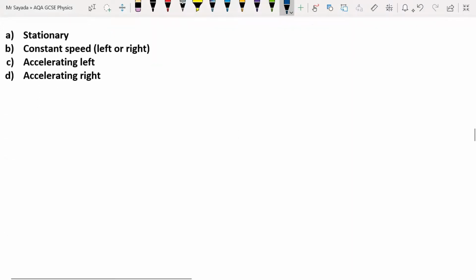So what I'd like you to do now is redraw those diagrams from the beginning of this video. So I'd like you to draw 4 objects. On your first object, I would like you to draw the forces if it's stationary. On your second, I'd like you to draw the forces if it's at constant speed. On the third, I'd like you to draw the forces if it's accelerating to the left. And on the fourth, I'd like you to sketch the forces if it's accelerating to the right. Pause the video while you do that.